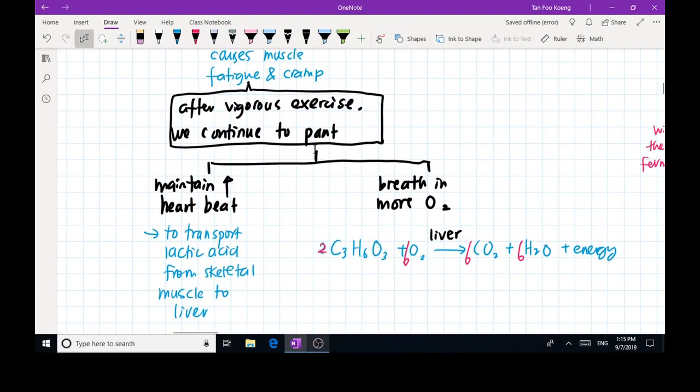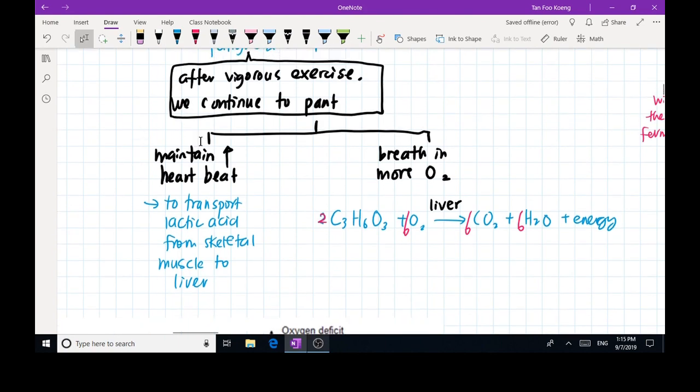After exercise, normally the coach or your PE teacher will ask you to do some cooling down exercise. Please continue to walk about, maintain your heartbeat. The reason is because we need the heartbeat to maintain the blood flow, to transport the lactic acid accumulated in the skeletal muscle to the liver. At the same time, we need to breathe in more oxygen. We actually pant a lot because we need to get in more oxygen to oxidize the lactic acid to carbon dioxide, water, and energy. If you don't do that, what might happen is muscle cramp.